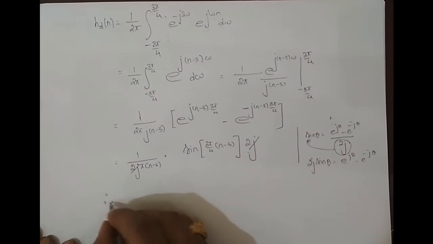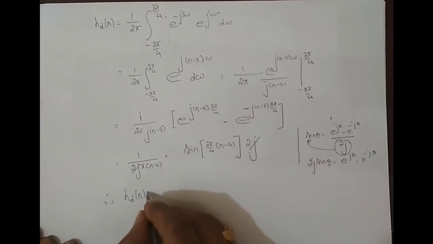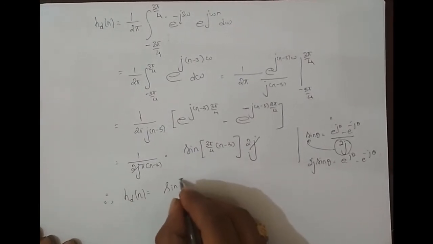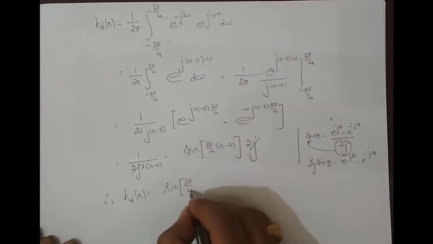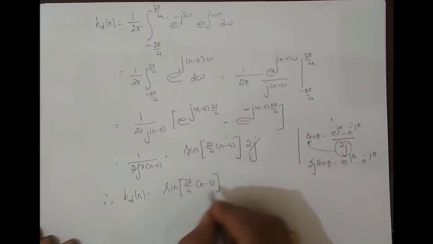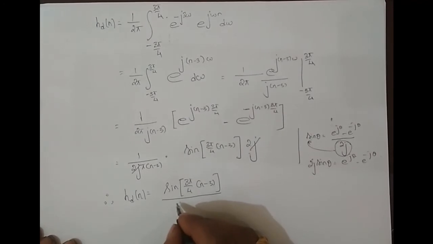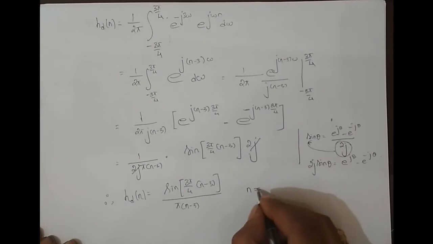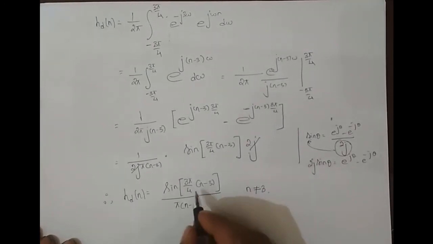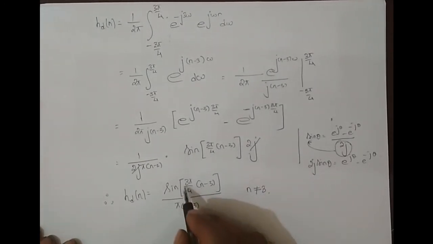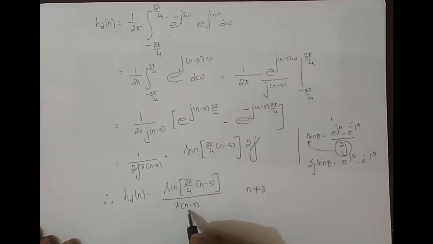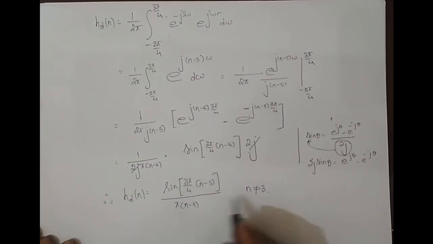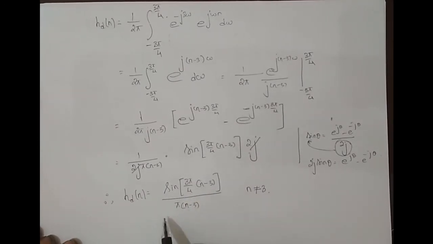And this 2j cancels out. So therefore I end up with hd of n is equal to sine of 3 pi by 4 into n minus 3 divided by pi into n minus 3. This is for n not equal to 3. Why? Because when I put n equal to 3, this becomes sine 0 is 0 and this becomes 0, so 0 by 0 form. This equation holds good for all values of n except at n equal to 3.